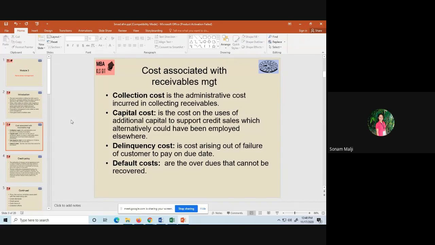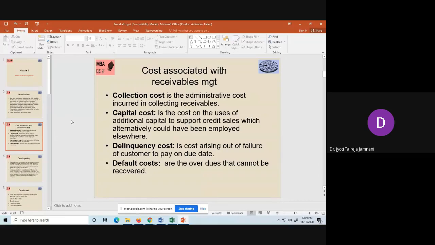Yes, ma'am. Next is delinquency cost. Delinquency cost is nothing but the failure of a customer to pay on the due date. It is not that he will not pay. It is not bad debt. It is not default. He has failed to pay on the due date, but he will pay later.